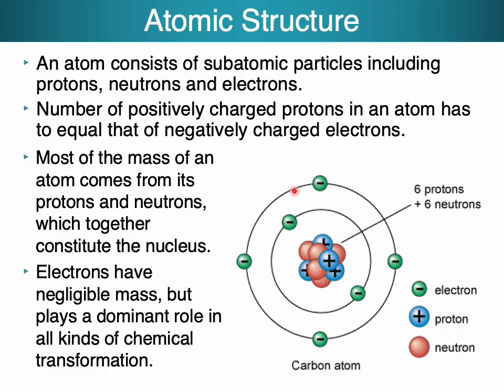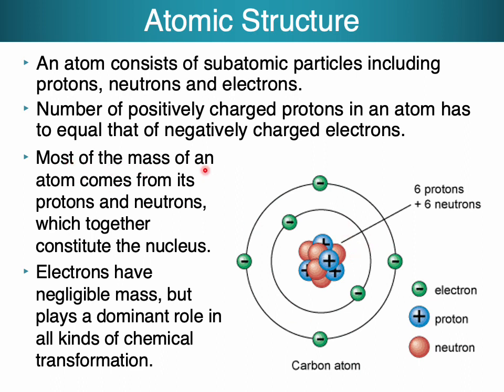So, all matter is made up of atoms, and an atom consists of subatomic particles including protons, neutrons, and electrons. As you can see here, protons are positively charged, whereas electrons are negatively charged. Neutrons, on the other hand, are neutral in terms of their electric charges. So for an atom to be overall neutral, the number of positively charged protons in an atom has to equal that of the negatively charged electrons. For instance, for this carbon atom here, which has 6 protons, there also have to be 6 electrons surrounding it, organized in the form of shells.